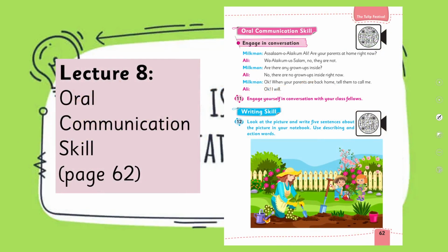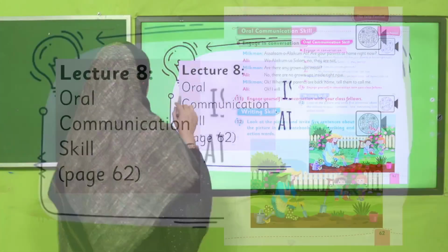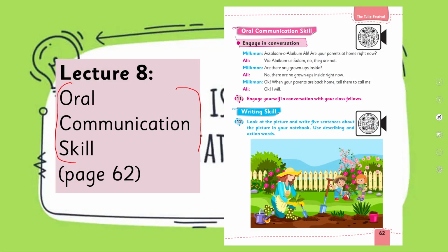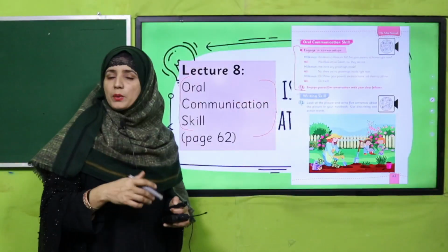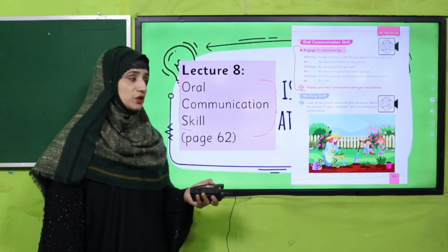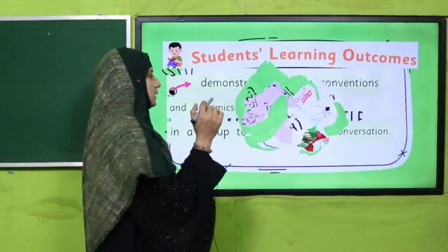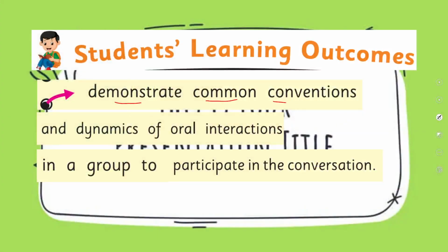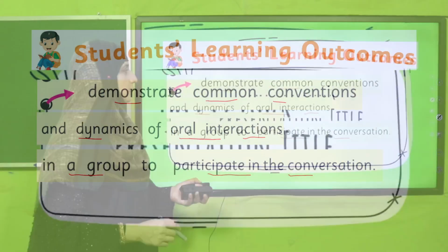So my dear teachers, in our next lecture, lecture number 7, we will learn to recognize and write parts of the body. Question number 10 on page number 61, and its SLO will be to classify and recognize the parts of the body.